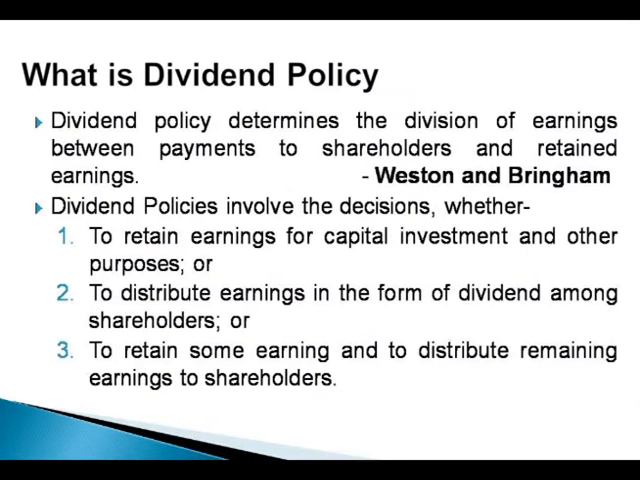Now we will discuss what is dividend policy. According to Weston and Brigham, dividend policy determines the division of earning between payment to shareholders and retained earning. Here we need to understand what is retained earning. The general practice of a company states that the net earning should not be fully distributed to its shareholders. Rather, the company keeps some money or some profit for future development. When a company keeps that money for the future perspective, it is known as retained earning.